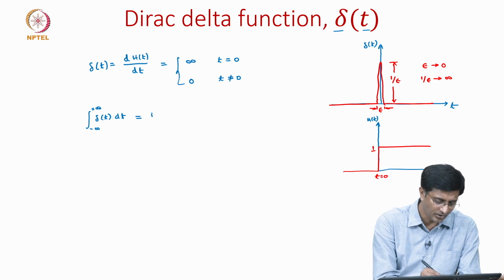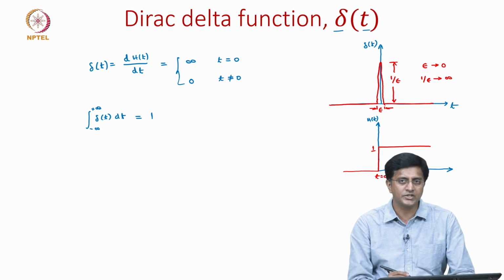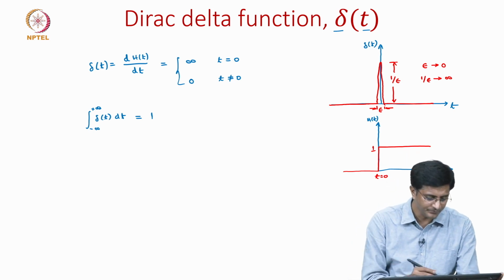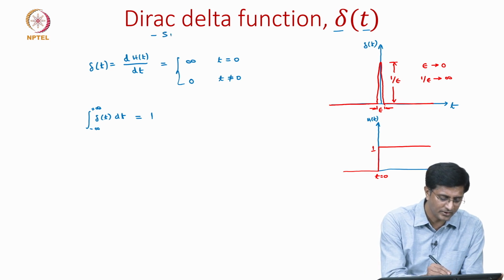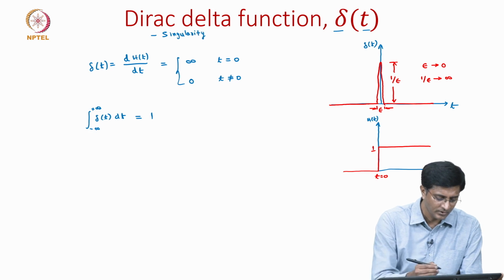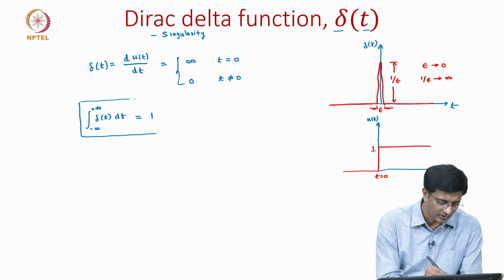This is a very important property because we will see later that it will be used to represent the singularity. So, the Dirac delta function helps us to define a singularity. And we have seen that the integral or the area under this curve is unity.